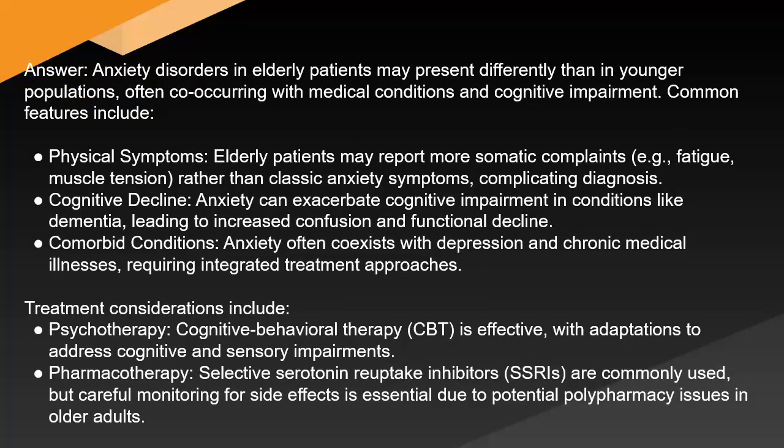Answer: Anxiety disorders in elderly patients may present differently than in younger populations, often co-occurring with medical conditions and cognitive impairment. Common features include physical symptoms. Elderly patients may report more somatic complaints, e.g., fatigue, muscle tension, rather than classic anxiety symptoms, complicating diagnosis. Cognitive decline. Anxiety can exacerbate cognitive impairment in conditions like dementia, leading to increased confusion and functional decline. Comorbid conditions. Anxiety often coexists with depression and chronic medical illnesses, requiring integrated treatment approaches.